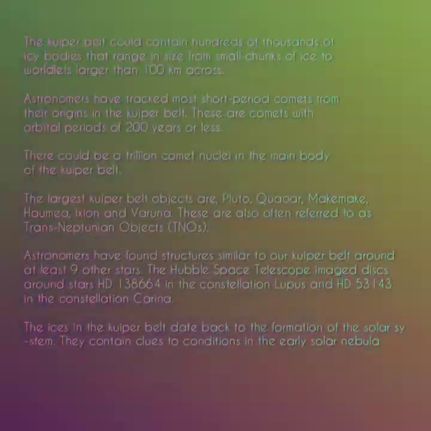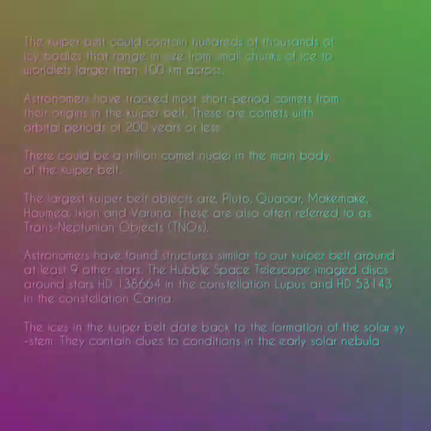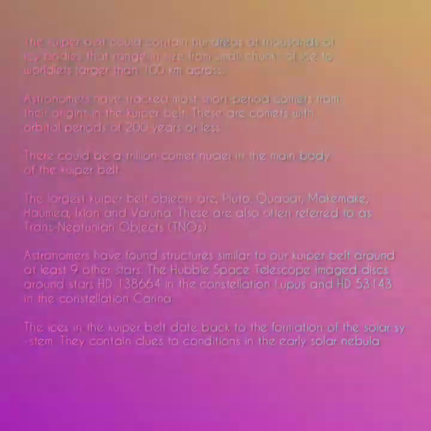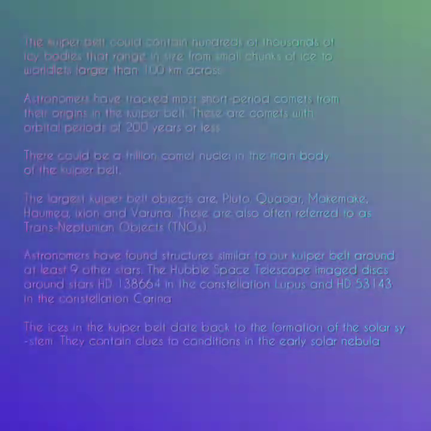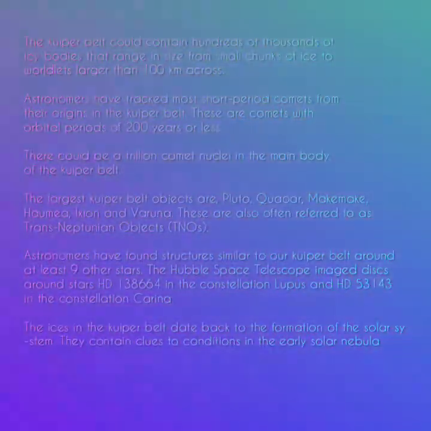Astronomers have found structures similar to our Kuiper belt around at least 9 other stars. The Hubble Space Telescope imaged disks around the stars HD 138664 in the constellation Lupus and HD 53143 in the constellation Carina. The ices in the Kuiper belt date back to the formation of the solar system. They contain clues to conditions in the early solar nebula.